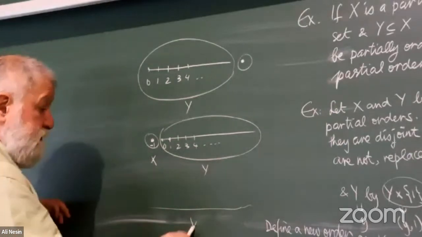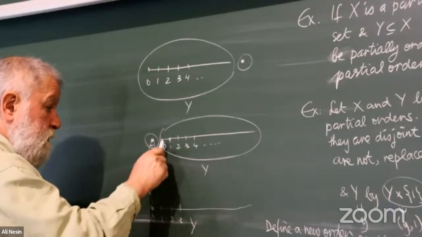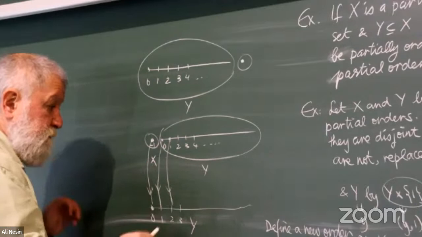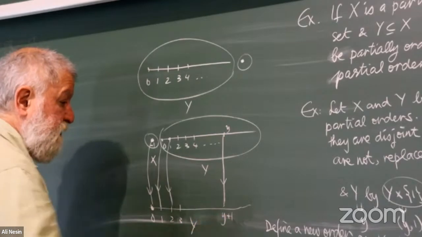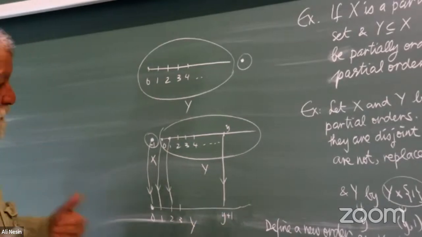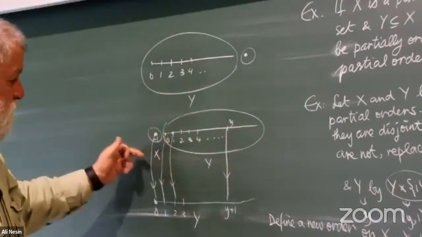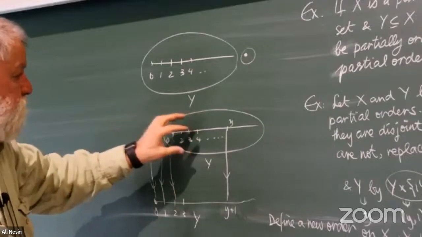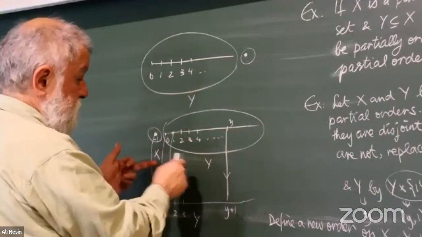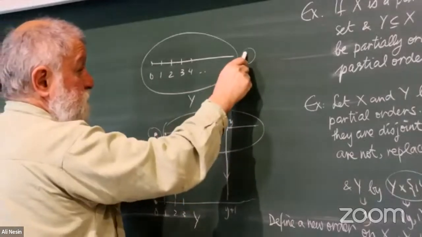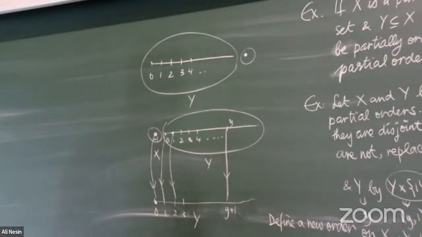Just put Y here again, 0, 1, 2, 3. Just send -1 to 0, 0 to 1, 1 to 2, as you see, send y to y plus 1. Then you will get an isomorphism. In other words, there's an order preserving bijection between this sum and this kind of sum. I'm summing two orders. But this is different than this one. This has no last element, because Y has no last element, but this has a last element. So they are not isomorphic. They are different orderings.